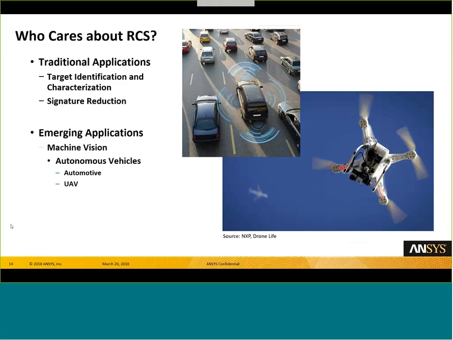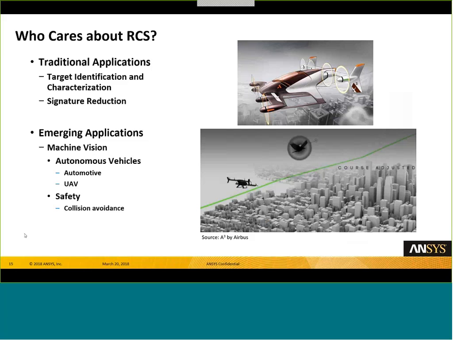Emerging applications can be broadly characterized as machine vision. So whether it's autonomous automobiles or flying drones, robust target identification is something that's extremely critical in this application space. This is especially true for certifying the safety of the system.